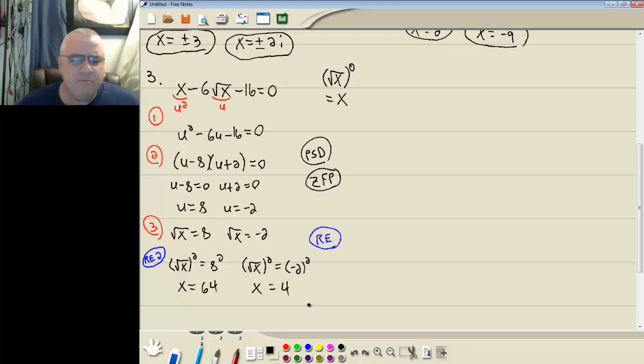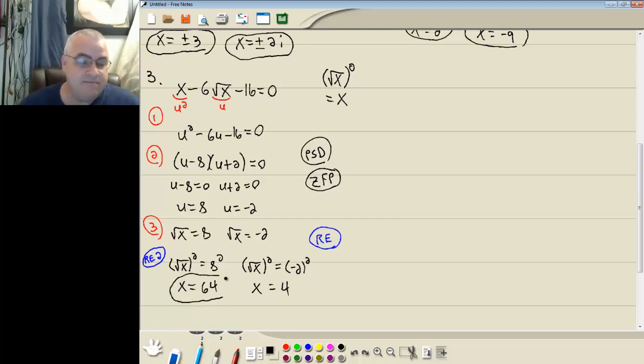Now, if you remember radical equations, our last step was to check our answers, because you'll get the correct answers, but sometimes you get false answers. Now, you want to check them in your original equation up here. If I put 64 up here, put 64 there, it's 64. If I put 64 here, I got square root of 64, which is 8, times 6, which is 48. So I got 64 minus 48, which is 16, minus 16 equals 0.